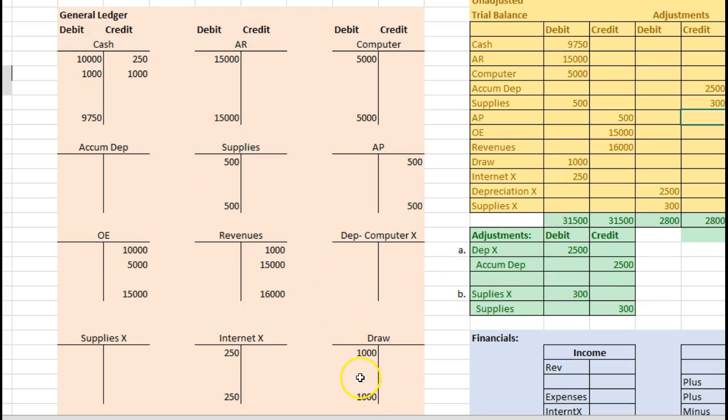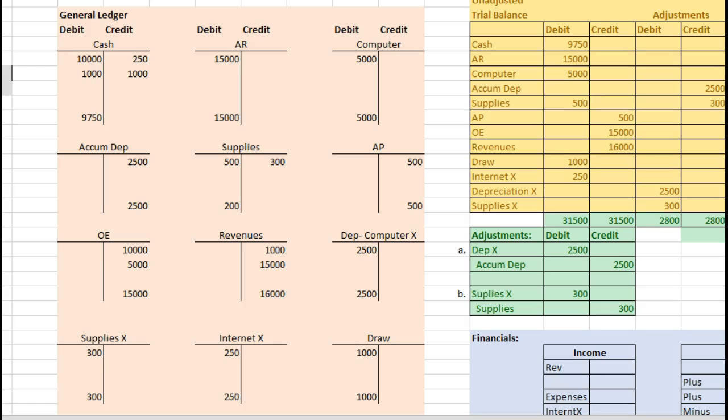So we've got to make depreciation expense $2,500 and credit accumulated depreciation for $2,500, and we have to do supplies expense for $300 and credit supplies. Now that changes my balances, right? So that's no longer correct. That's $200. I now have $2,500 credit in accumulated depreciation, and this has a $300 balance, and this has a $2,500 balance.